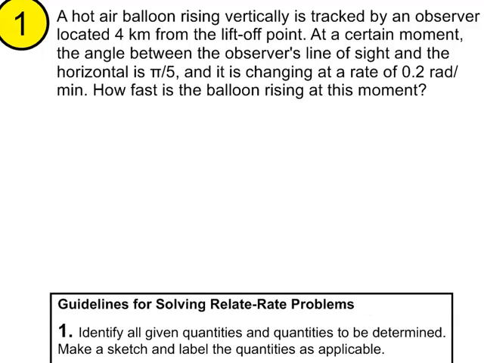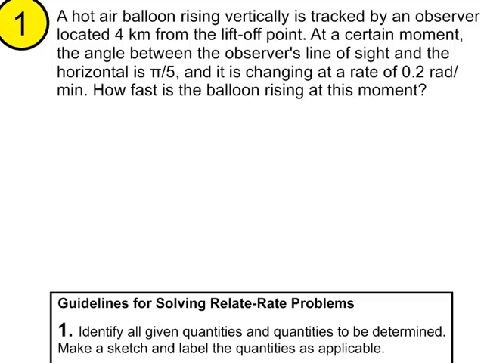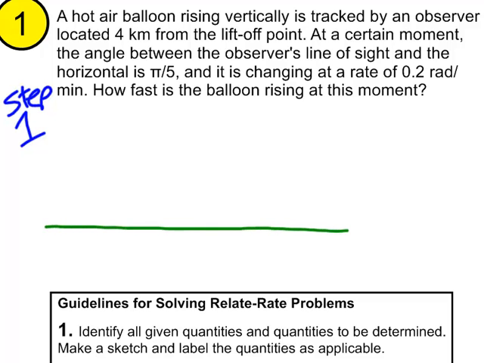So step number 1 in our 4-step process has us identifying the given quantities and quantities to be determined and making a sketch. And we definitely need to draw a sketch for this one. So step number 1, let's consider this hot air balloon rising vertically. So here's the ground and here's our hot air balloon rising vertically, and there's an observer 4 kilometers away, and the observer is tracking this balloon. So there's the observer's line of sight, and again, the observer is 4 kilometers away, so let me document that.